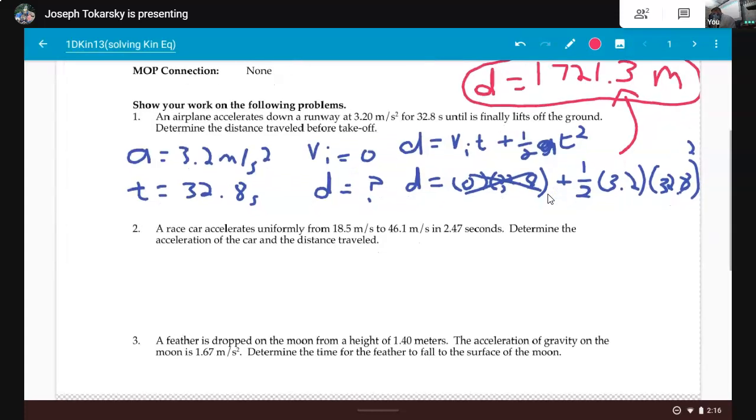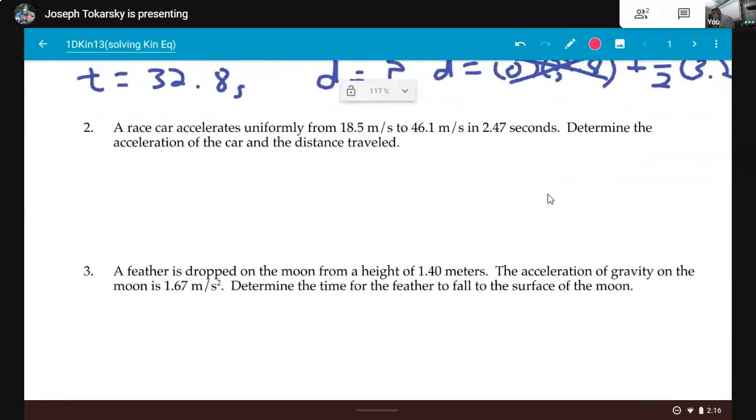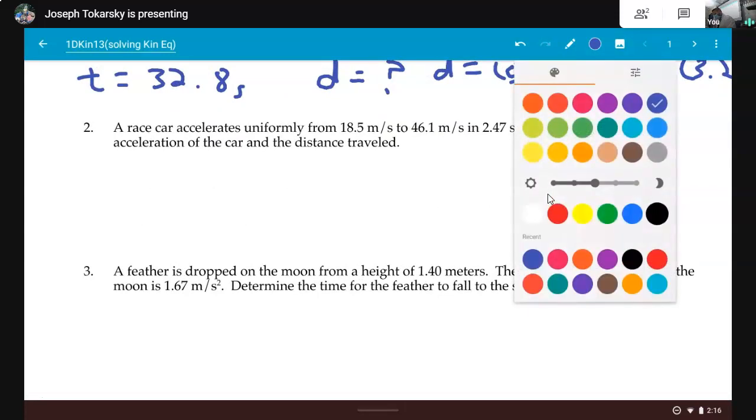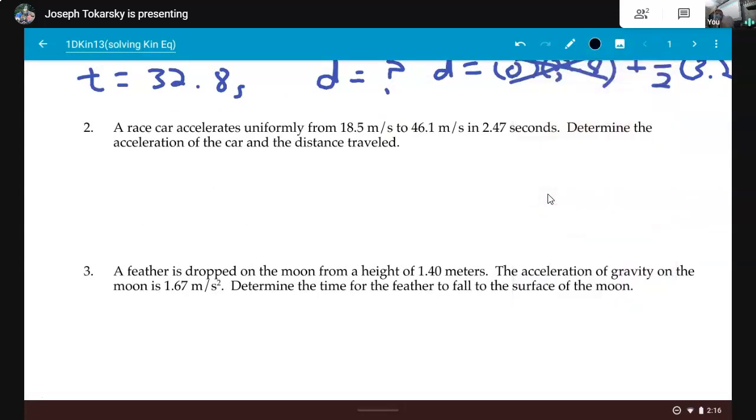All right, and number 2, a race car uniformly accelerates from 18.5 meters per second to 46.1 meters per second in 2.47 seconds. Determine the acceleration and the distance traveled. So we want to find two things, right? This and this. We can only find one at a time. Let's start with acceleration, okay?